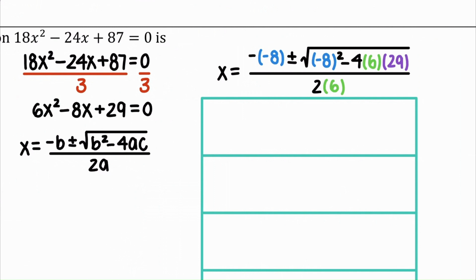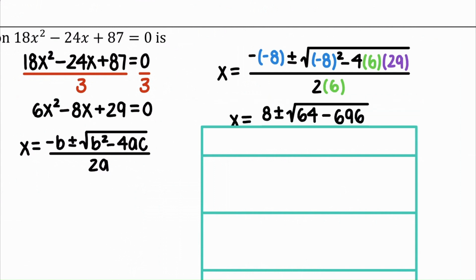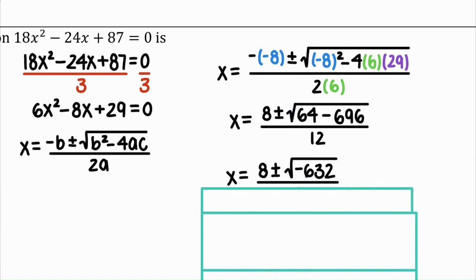Now, what we want to do from here is, number 1, if we're substituting in a negative value, we have to be sure to put parentheses around everything. And then now when we simplify, we also have to remember to put parentheses as such. So now this is going to give us positive 8 plus minus the square root of 64 minus 696 all over 12. And now from here, simplifying the discriminant, 64 minus 696 is going to give us negative 632.